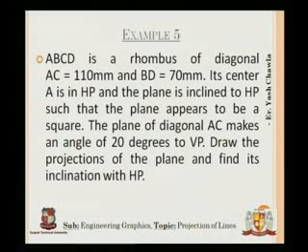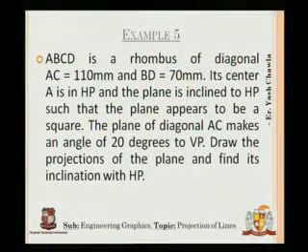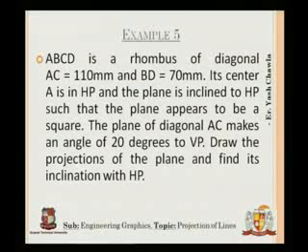ABCD is a rhombus of diagonal AC 110 mm and BD 70 mm. Its center A is in HP and the plane is inclined to HP such that the plane appears to be a square. So the rhombus which was actually there then appears as a square. The plane of the diagonal AC makes an angle of 20 degrees with VP. Draw the projection of the plane and find the inclination.